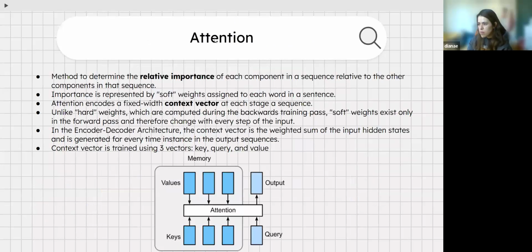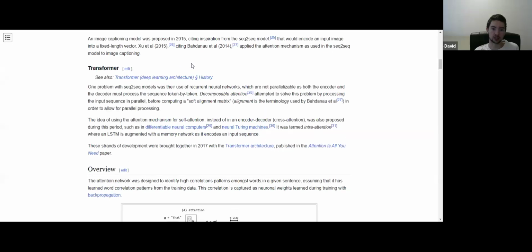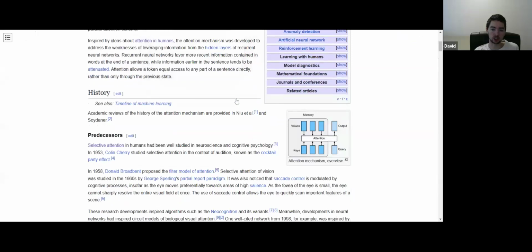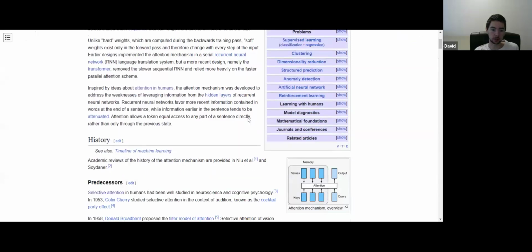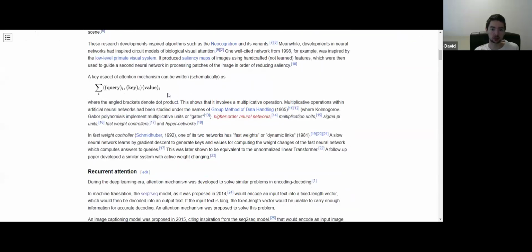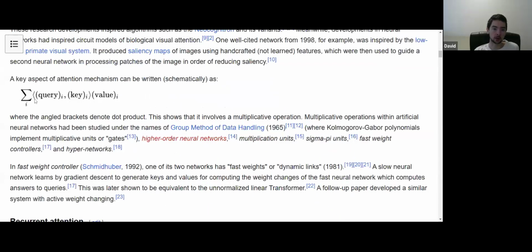And then it's calculated using these three vectors in the Attention Is All You Need paper. But the concept of attention more generally is just determining the relative importance and the semantic meaning of each item in the context. So it involves the dot product of several vectors. This is a dot product notation here. But we can cover that next time, I guess.